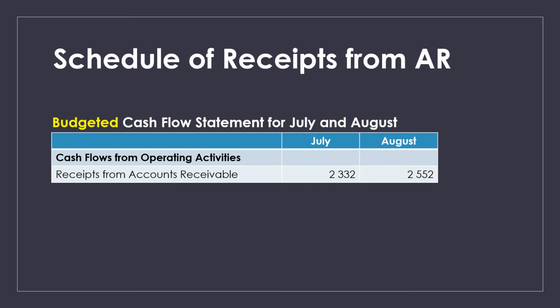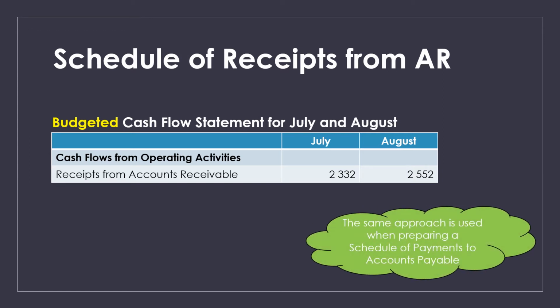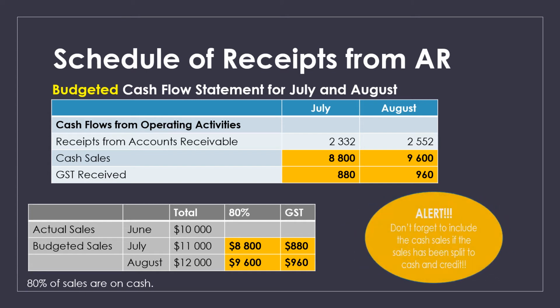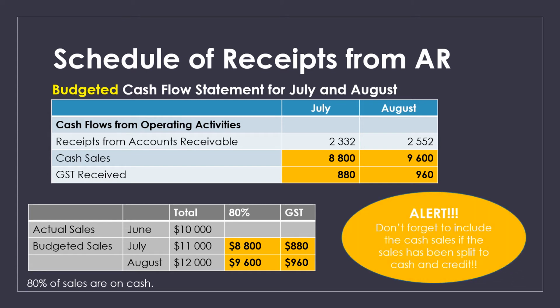Now that we know how to prepare a schedule of receipts from accounts receivable, the same approach can be used when preparing a schedule of payments to accounts payable. Here's a final word of caution when preparing the schedule of receipts from accounts receivable. Whenever there's a split between cash and credit sales, we mustn't forget to include the cash sales and the corresponding GST received in the cash flow statement.